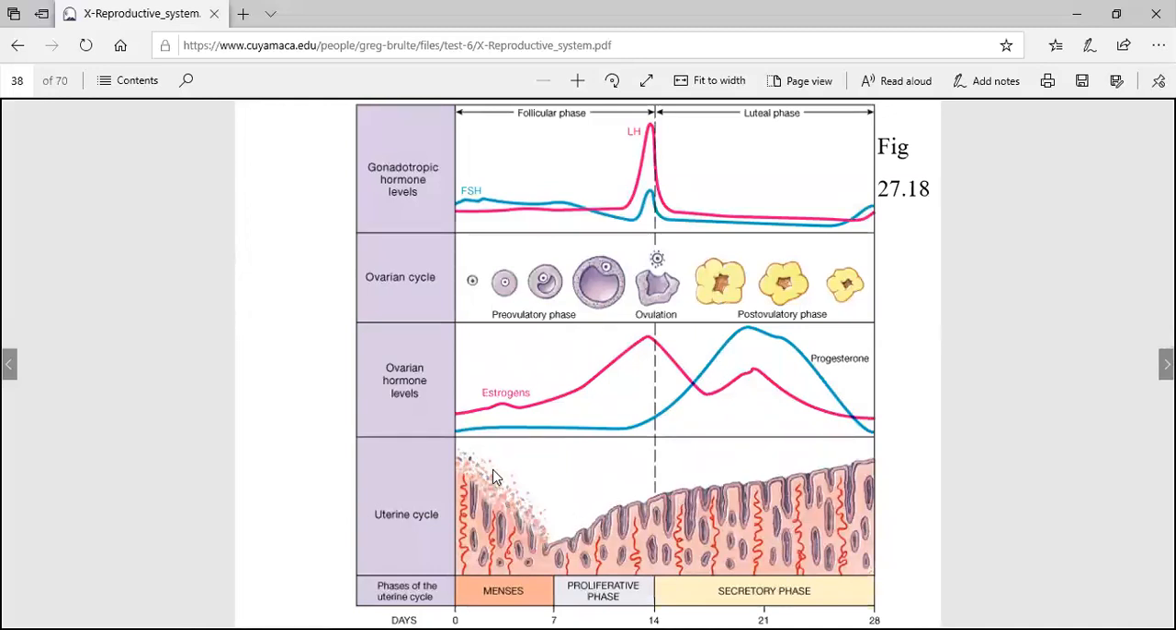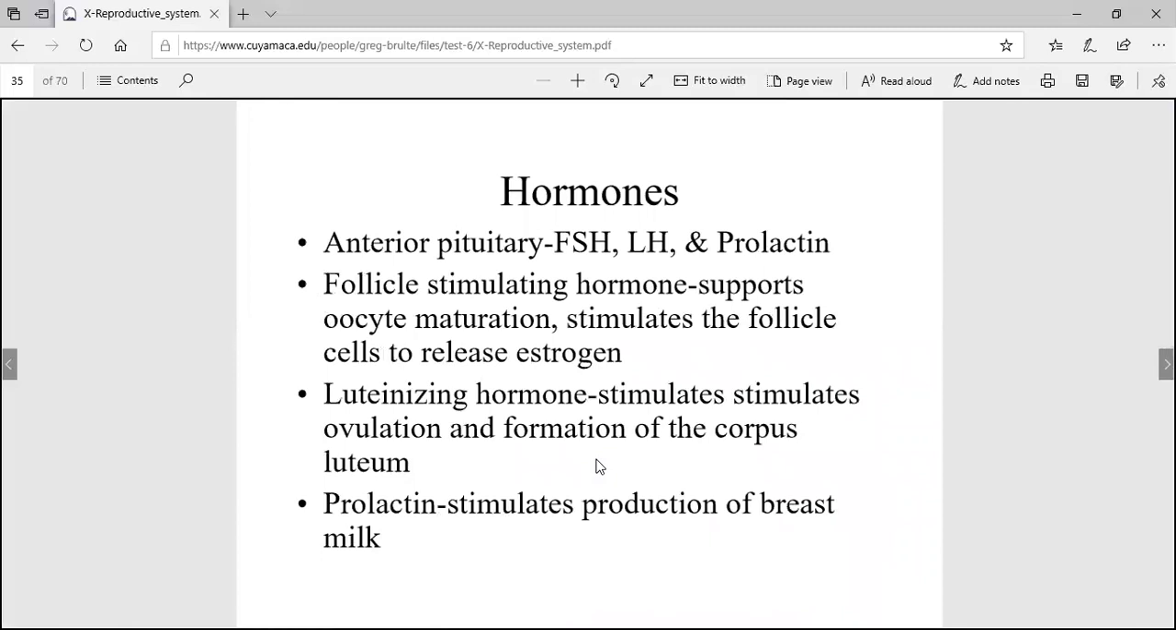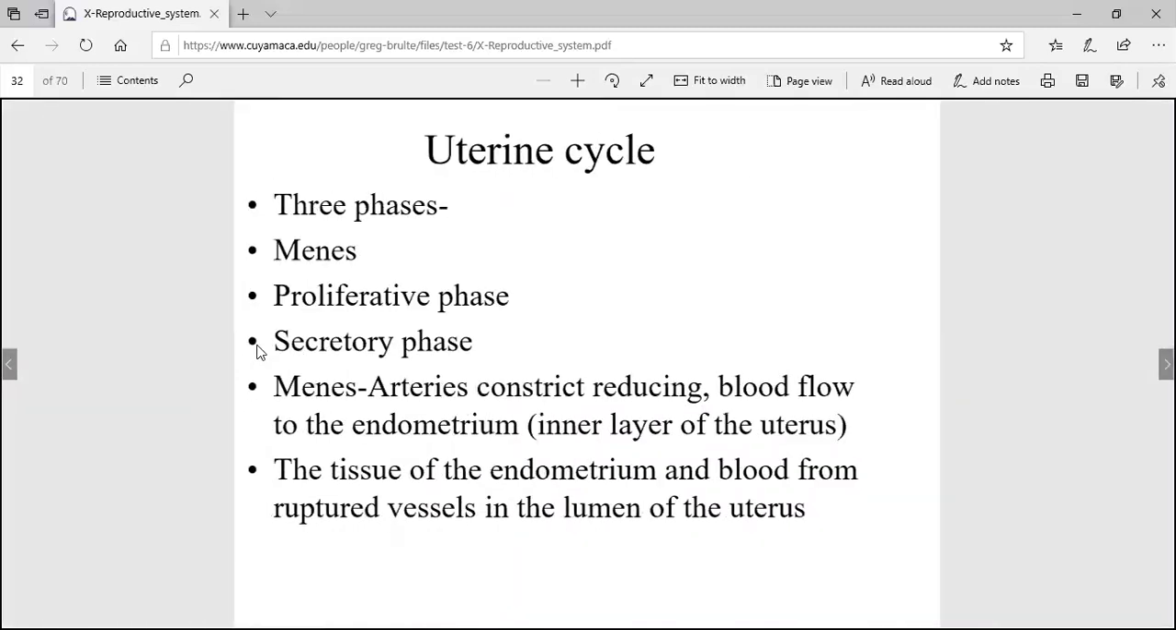What phase of the uterus is this? You would go menstrual phase, menses. What phase is this? You would go proliferative. And what phase is this? You would go secretory. Okay, so that's what you got to be careful about. Okay, and then we talk prolactin stimulates milk production of breast milk. All right, I think we're good.